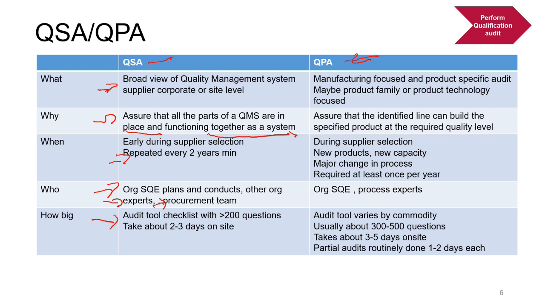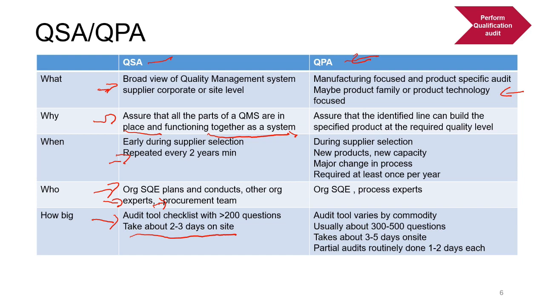Normally there will be a checklist developed with many questions, maybe about 200 questions, and it will take about 2 to 3 days on site audits. A quality process audit is more manufacturing process focused and product specific. In the audit, it is for a specific product family or product technology.